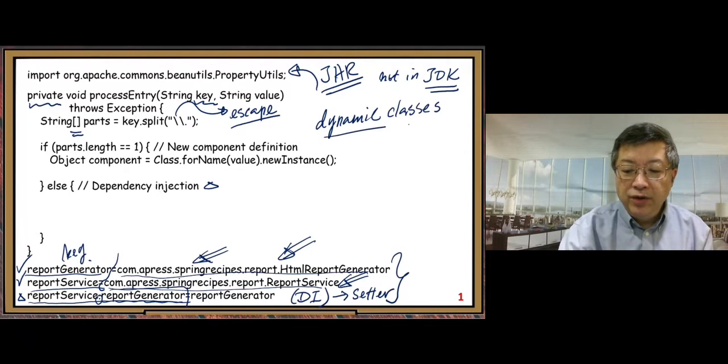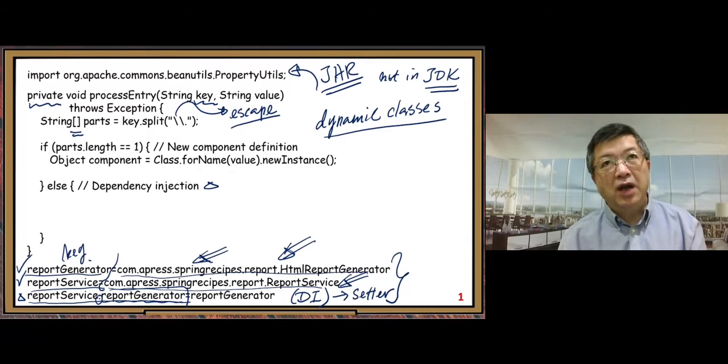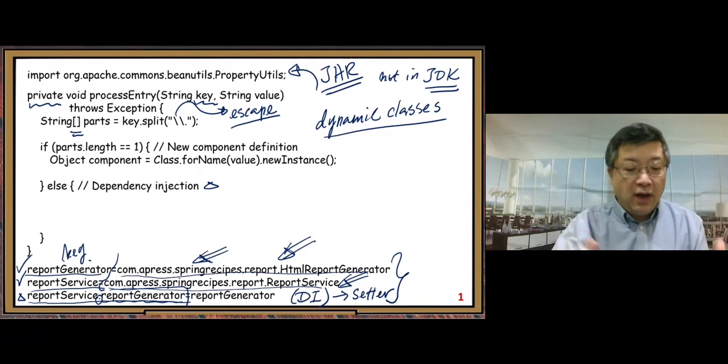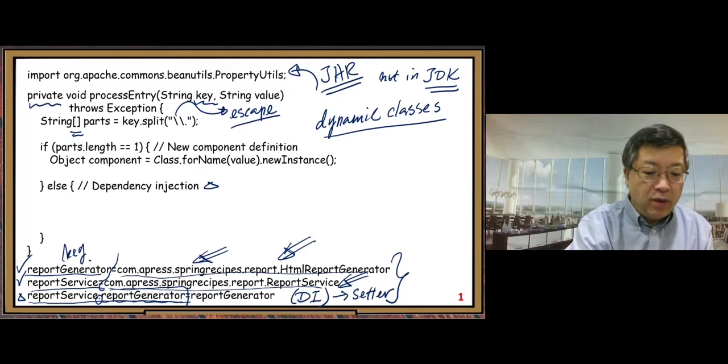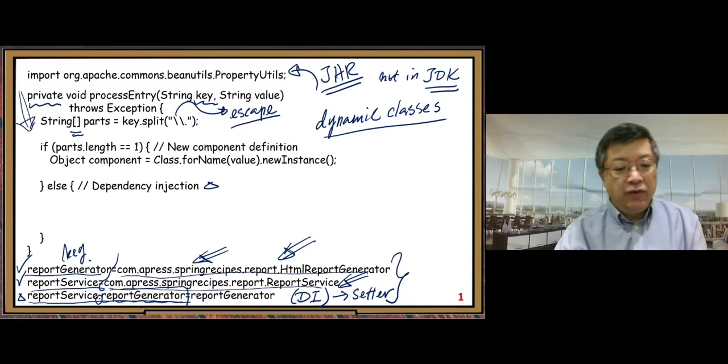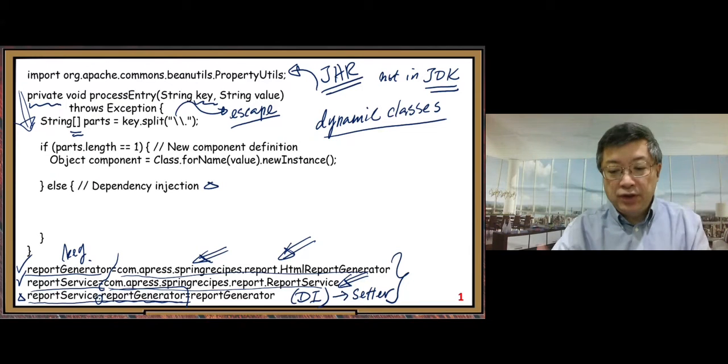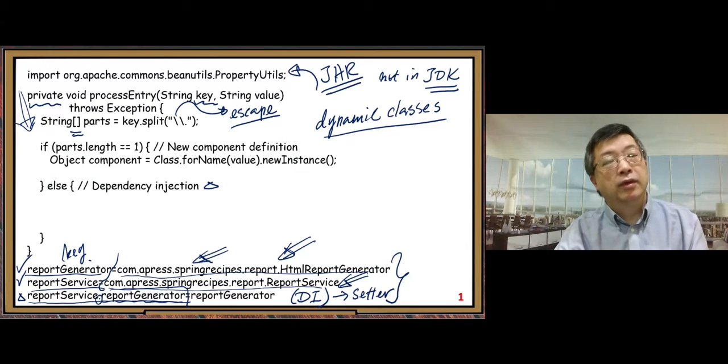Dynamic classes. What do you mean dynamic classes? Those classes at development time, the Java developer who writes this program does not know this dynamic class. Does not know it. What's the name of it?